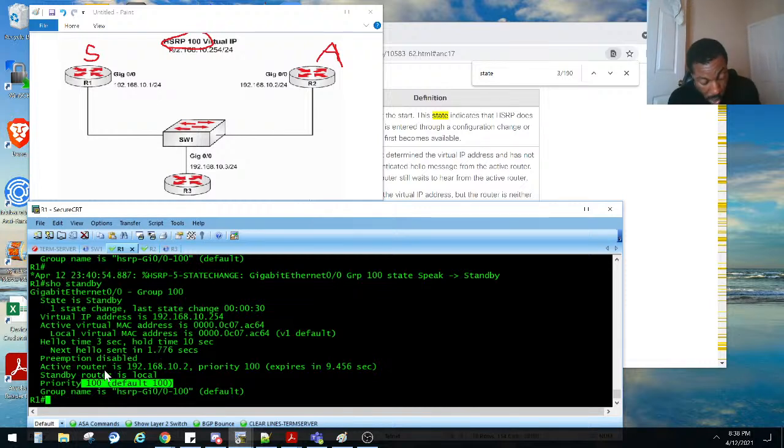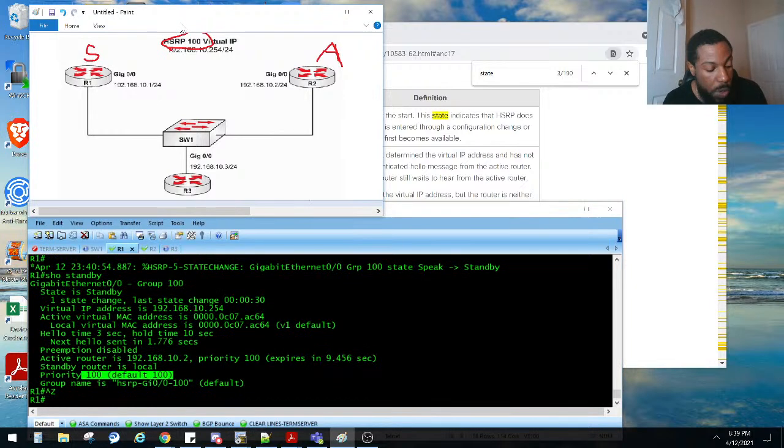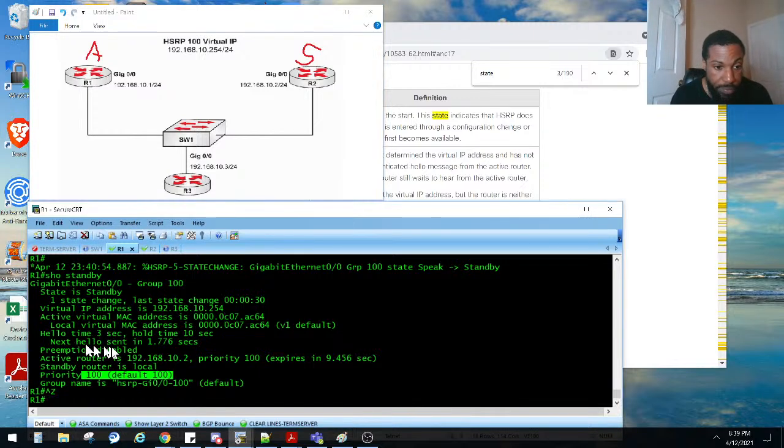Now, what the book wanted us to do was create, like we said, we wanted to make him the active router and him the standby router. That's what they wanted us to do. Right now we got it vice versa, right? So the way we do that is by changing the priority, right? Another concept we need to know about is preemption.